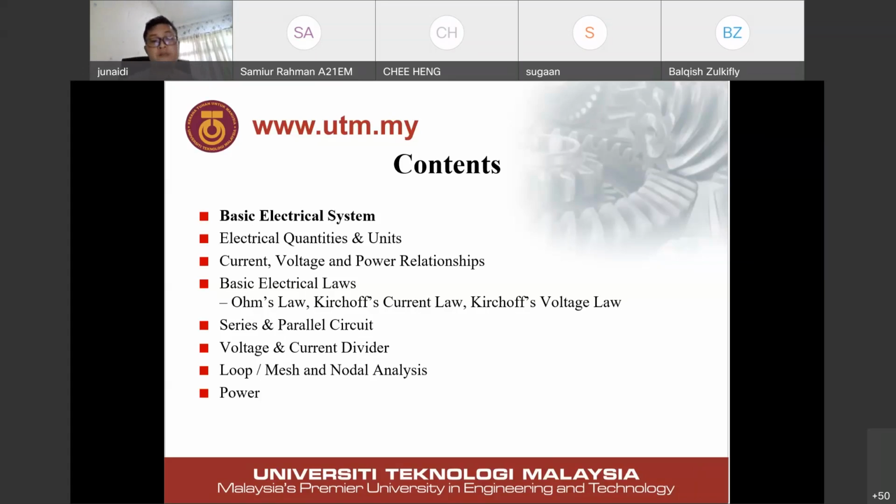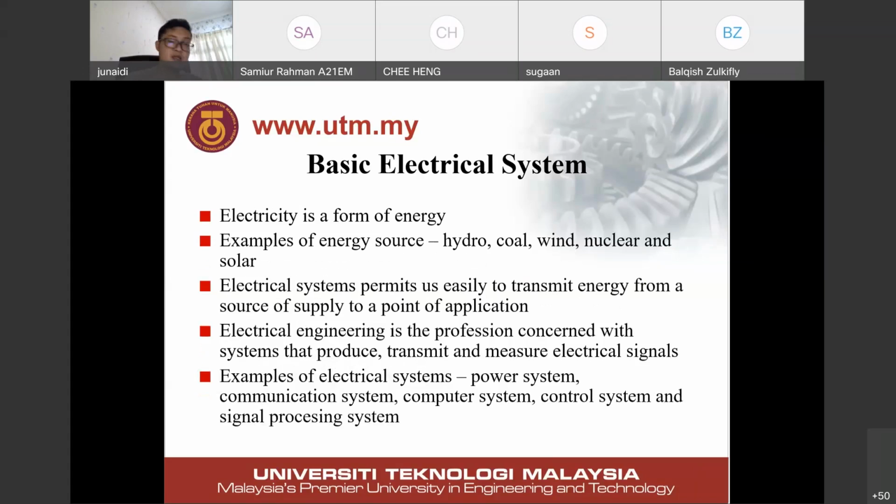So what is the difference between loop and mesh? We're going to look in more detail in the next class: what is loop, what is mesh, and what is nodal. And next, on power, how to calculate power in electrical circuits. Okay, so this is the basic electrical system.